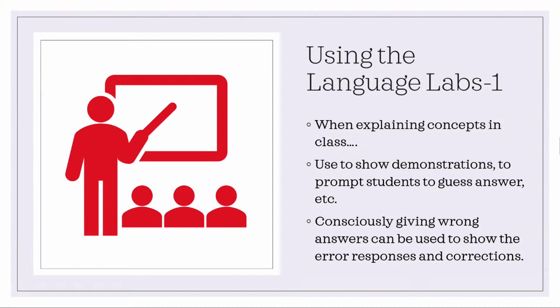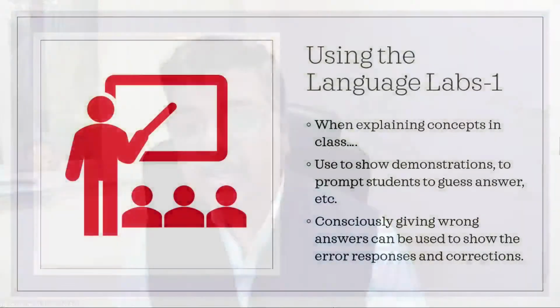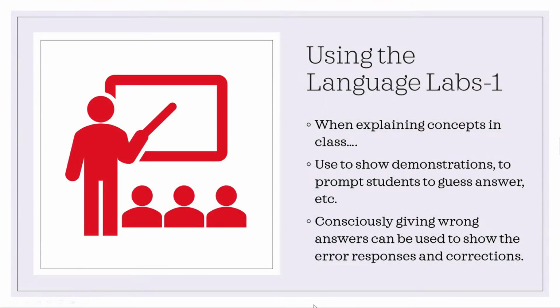One of these is that when you are explaining a concept in class, you can use this as a backdrop. You can take a sentence and ask the student to fill in the correct values in the class, and then give feedback and explain it. Because we have a very large repository of sentences due to the auto generation, it is easier for you to explain different scenarios using the lab. So when explaining concepts in the class, you can use it to show demonstrations, to prompt students to guess an answer, and give them feedback, so you can do a lot of active learning strategies. You can make the classes quite interactive.